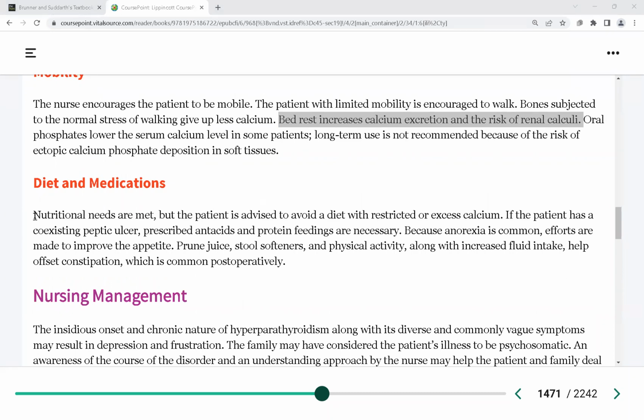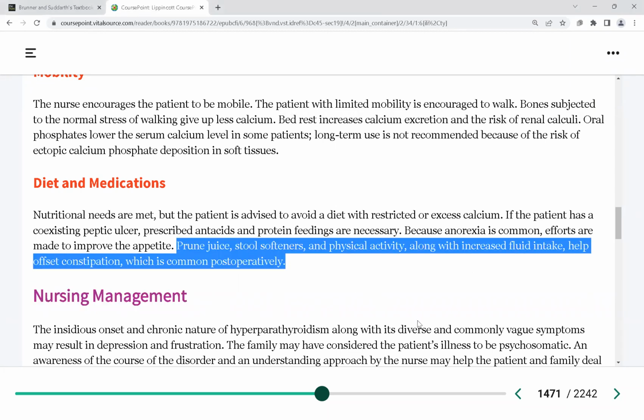Diet, obviously, do we give them calcium or not? No. If they have too much calcium, no. Okay, very good. And because hypercalcemia will cause constipation, what do we give them? Stool softeners, and more increased fiber in the diet.